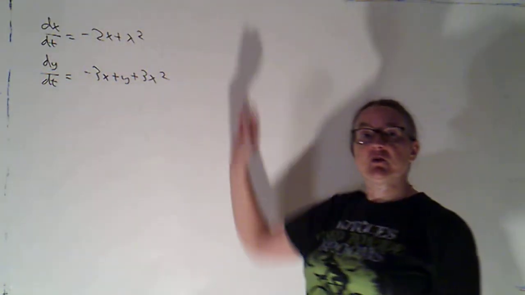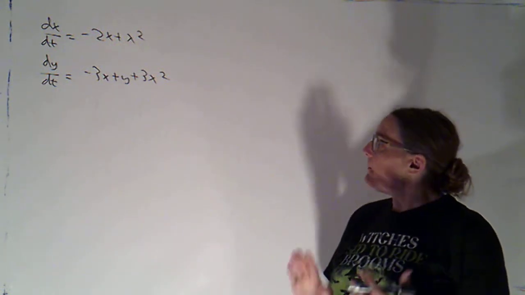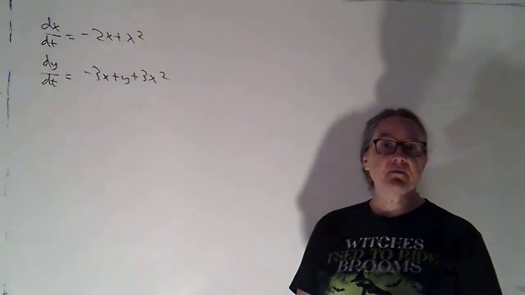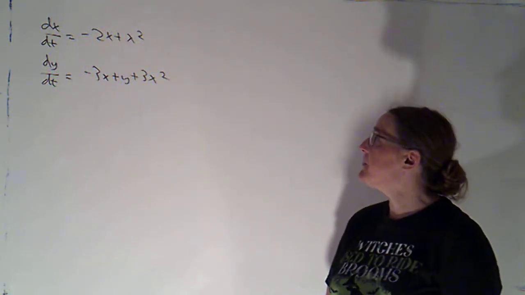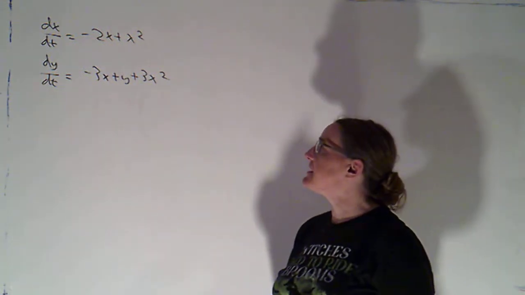Alright, I've got another nonlinear system on the board. What I want to do is find the equilibrium solutions. We're going to pick one of them. We're going to find the linearized system that approximates that. And then we're actually going to draw the full phase portrait for that linearized system.